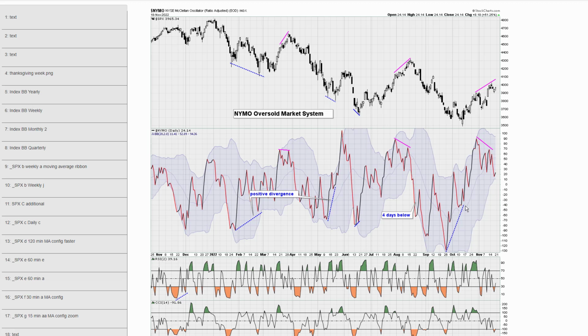So this chart's also been pretty good this year whenever you had a positive divergence, which I show in blue here, where the S&P made a lower low, but the indicator formed a higher low. That is giving you good trade bottoms this year. On the flip side, though, it's also giving you some pretty good trade tops, such as back here in August, whenever the NYMO made a lower high and the S&P made a higher high.